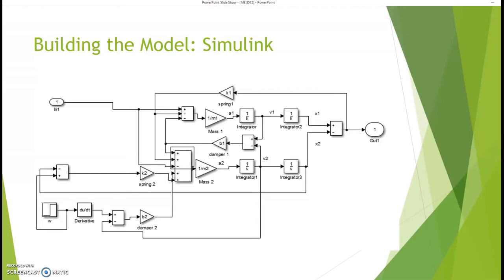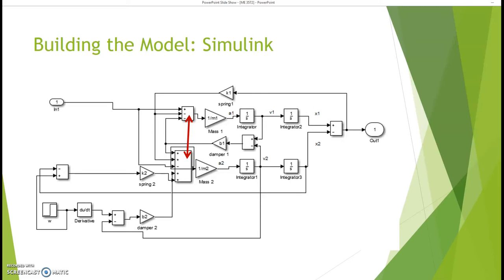Using gain blocks, we can represent the two masses. One gain block is set to 1 over m1, while another is set to 1 over m2. Two summation blocks, sum1 and sum2, will be used to sum the forces acting on the masses. For this system, there will be 3 forces acting on the body mass, sum 1, and 5 total forces acting on the suspension mass, sum 2.